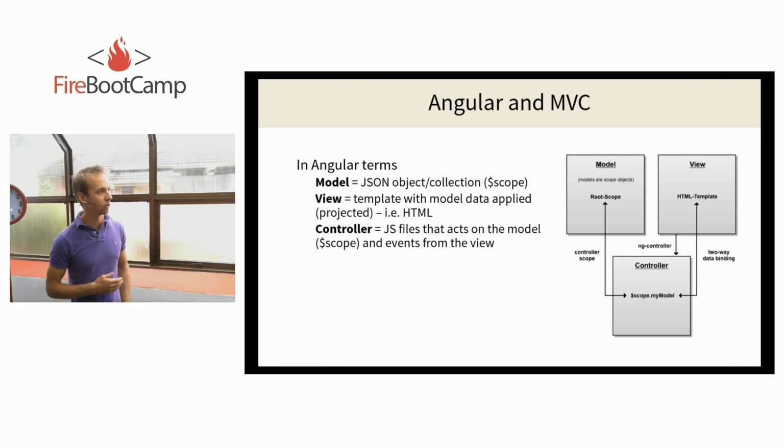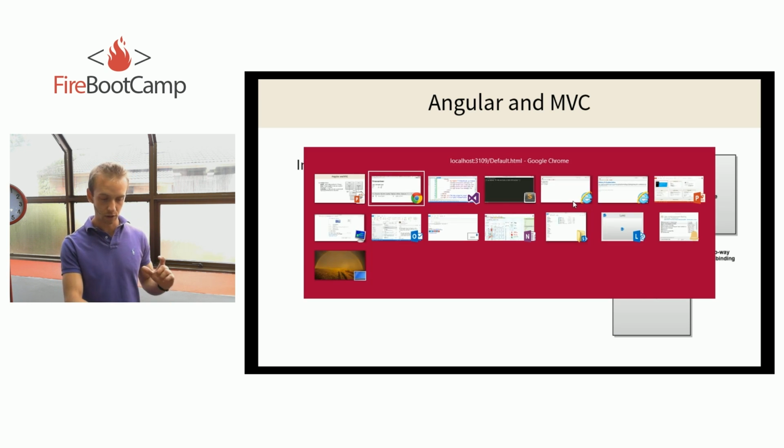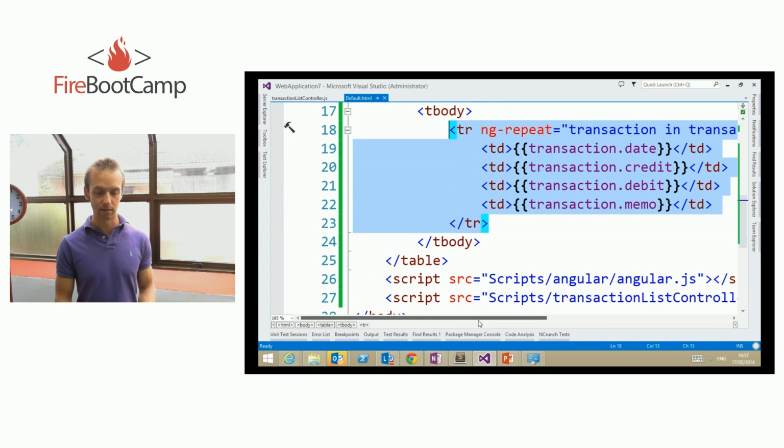Okay, let's look at that in the context of Angular, and then we'll start to load some stuff now that we have a working page. So in Angular terms, the model is the JSON object. That's that $scope thing that we go and put some stuff on. The view is the combination of the template with the data when it gets projected.